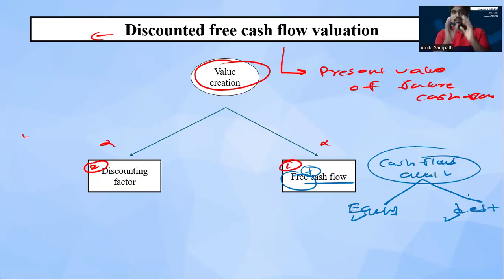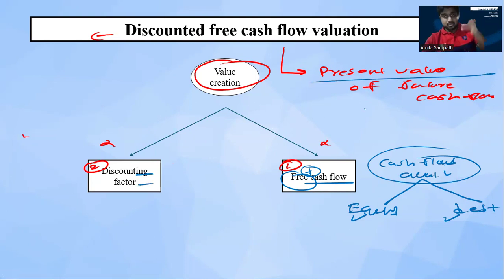Then from the discounted free cash flow method, one main value driving factor is the free cash flow. As I told you, we get the present value of this free cash flow, then this present value we identify as our business value. Then one factor is the free cash flow. Then the other factor is what? Discounting factor. Because we need to get the present value of these cash flows.